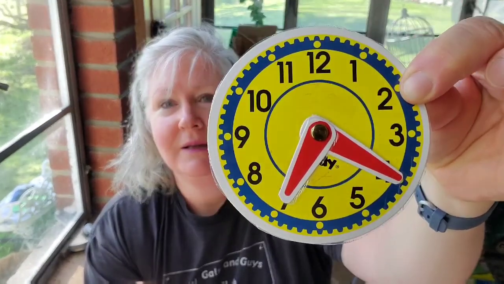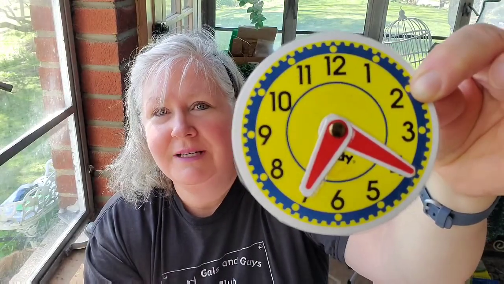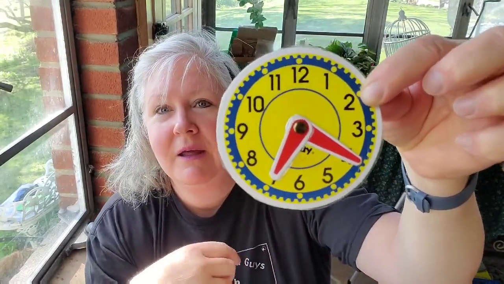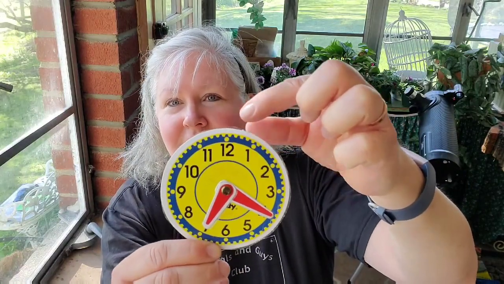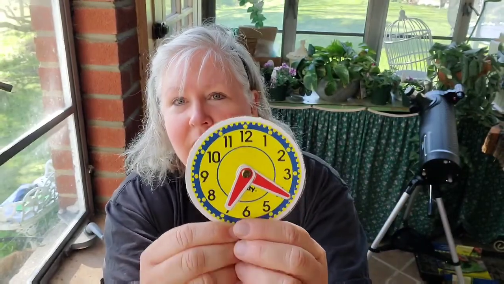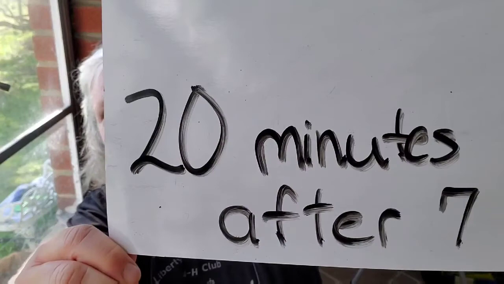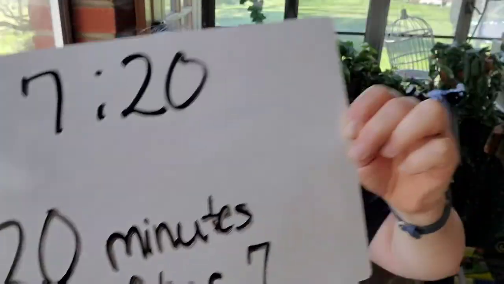All right. Now, you know how we were saying the time quarter after? Well, we can do that same thing with this. But it's not on the quarter, is it? No, the quarter would be the 3. But what we do is we count the minutes, which you already did. Ready? 5, 10, 15, 20. And we say this time is 20 minutes after, what was our hour? 7. 20 minutes after 7. I'm going to write that on my paper right now. So 20 minutes after 7.